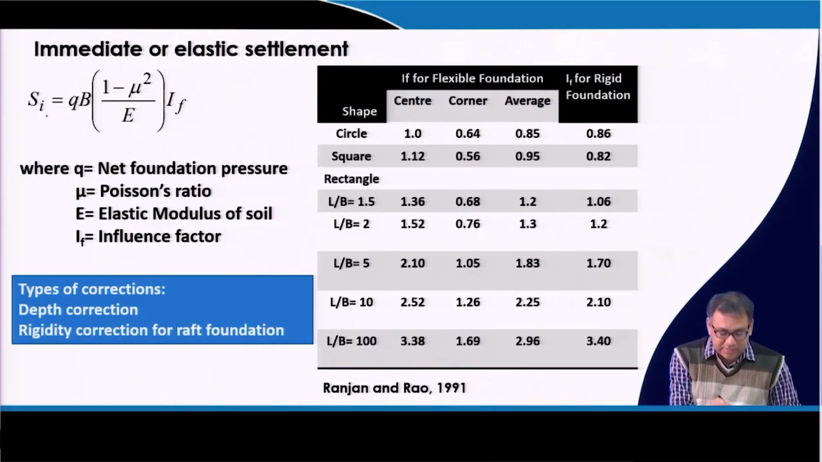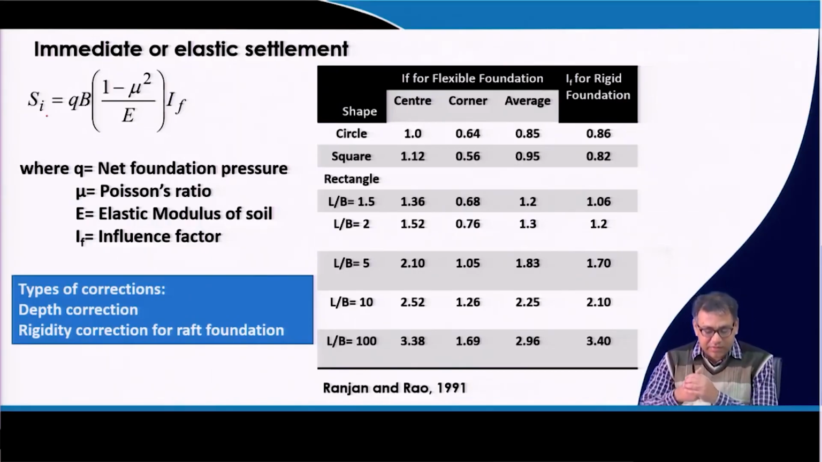Here SI is the immediate settlement and Q is the net foundation pressure acting on the foundation base. B is the width of the foundation, E is the elastic modulus of the soil, mu is the Poisson ratio of the soil, and IF is the influence factor. Because this theory is valid for a surface footing, if your foundation is placed at a depth, then you have to apply the depth correction. So, 2 types of corrections are required: the depth correction and the rigidity correction.